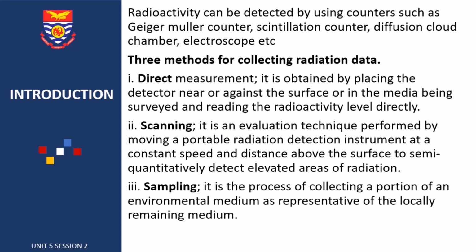With the direct measurement method, the measurement is obtained, or the radioactive data is collected by placing the detector near or even against the surface, or putting the detector in the media being surveyed, and then the radioactivity level can be read directly from the detector.